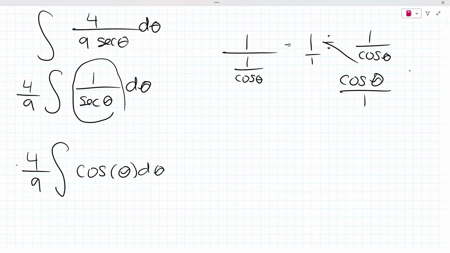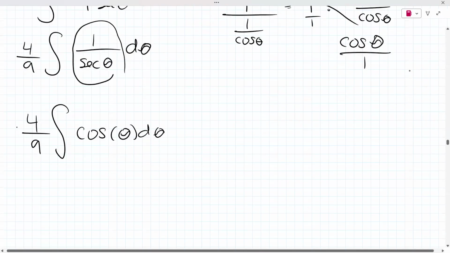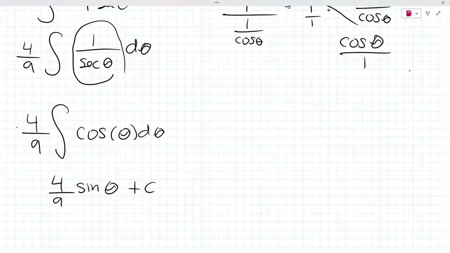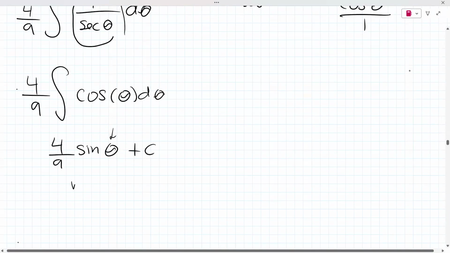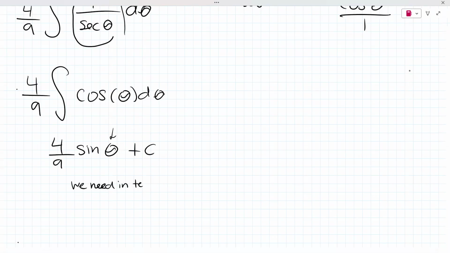Okay, can this be our answer? So, wait, no. What's the integration of cosine theta? It's positive sine theta, so you get 4/9 sine theta. Let's see. Can this be our final answer? No, right? We have it in terms of theta. We need it in terms of x, not theta. So this is where you're going to draw your triangle.